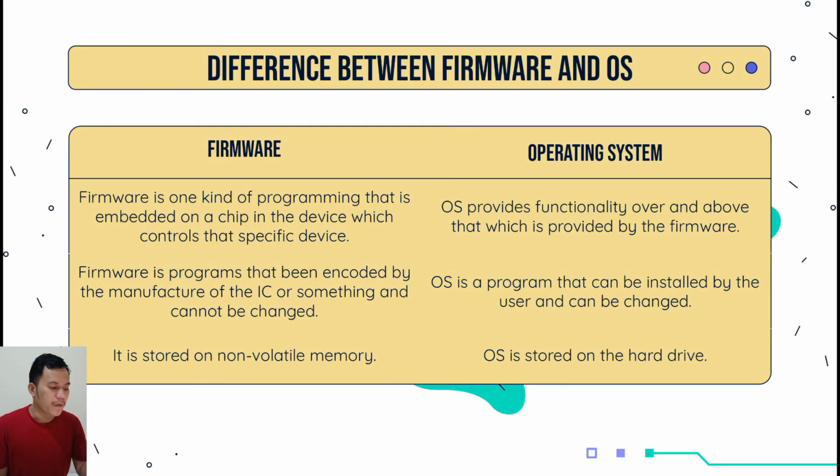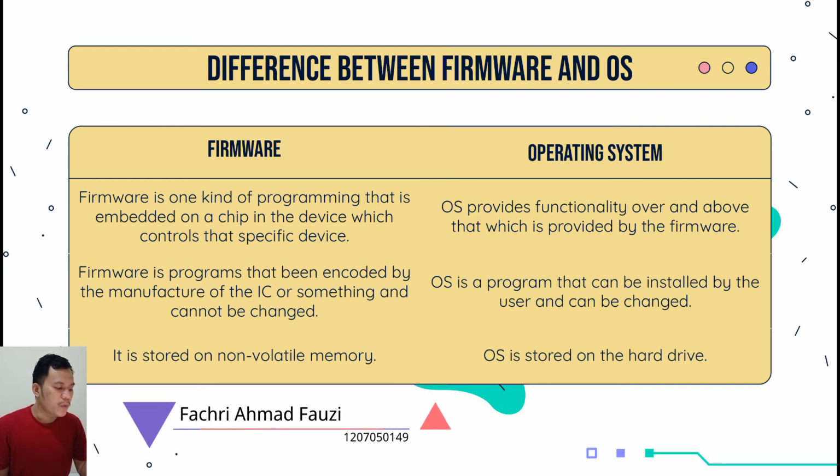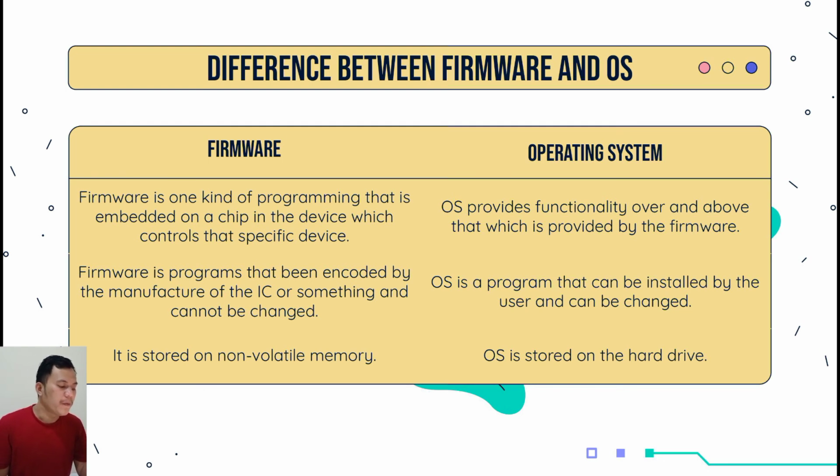Difference between firmware and operating system. Firmware is one kind of programming that is embedded on a chip in the device which controls that specific device. Firmware is programs that have been encoded by the manufacturer of the IC and cannot be changed. It is stored on non-volatile memory. Operating system provides functionality over and above that which is provided by the firmware. Operating system is a program that can be installed by the user and can be changed. Operating system is stored on the hard drive.